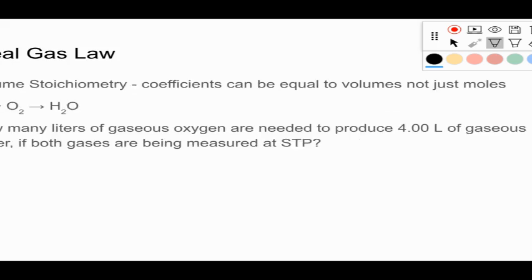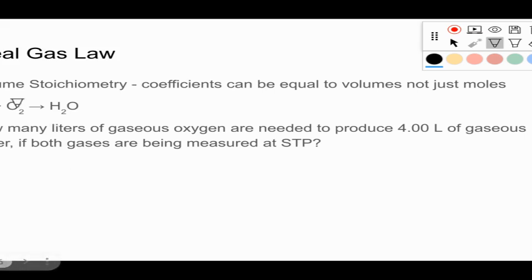So then the last topic that goes along with ideal gas law is the concept of volume stoichiometry. And so with volume stoichiometry, you can use the coefficients for liters the same way that you can for mole ratios. So remember, stoichiometry is where we have a balanced equation and we use our mole ratio to shift between one substance to a different substance.